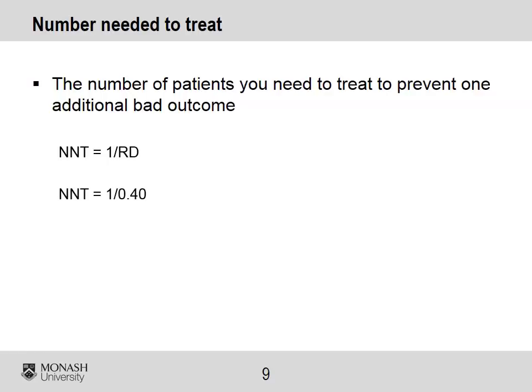So in this case, it would be 1 divided by 0.4. Please always use the raw value rather than percentages. That gives us a number needed to treat of 2.5. We can't have half a patient, so we always round up. So in this instance, we've got a number needed to treat of 3. So for every 3 patients, in this hypothetical example, treated with a statin, we can prevent at least one additional bad outcome, that being a stroke, from occurring.